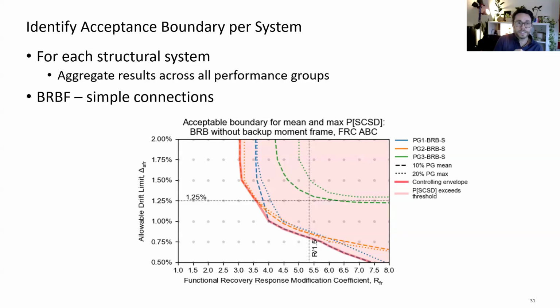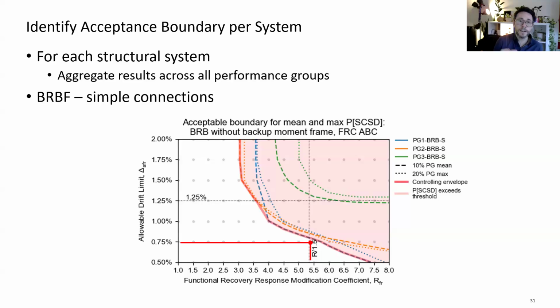And then, of course, what we've done is highlighted the controlling envelope to make it easy to then identify appropriate design recommendations. You also see here a horizontal and a vertical dashed line, and those are the judgment-based caps that I alluded to earlier that the Provisions Update Committee wanted to introduce and that need to be considered, right, in providing design recommendations. So in this particular case, we recommended an RFR of 5.5 and a drift limit of 0.75% for BRBFs with simple connections.